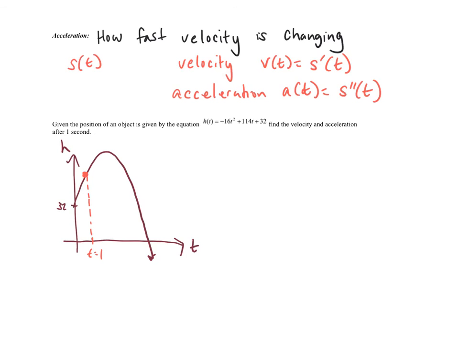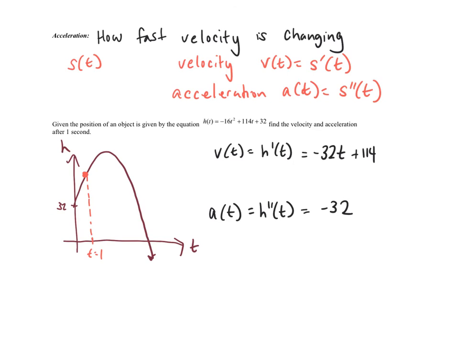So if we look at the first derivative for velocity, it is the first derivative of our position function. So it's h prime of t, which is negative 32t plus 114. And our acceleration is going to be the second derivative of our position function, which is negative 32. So this is interesting, negative 32 for our acceleration. And we'll go ahead and say this is going to be in feet per second squared. That's a pretty typical value for acceleration, some linear unit over second squared.